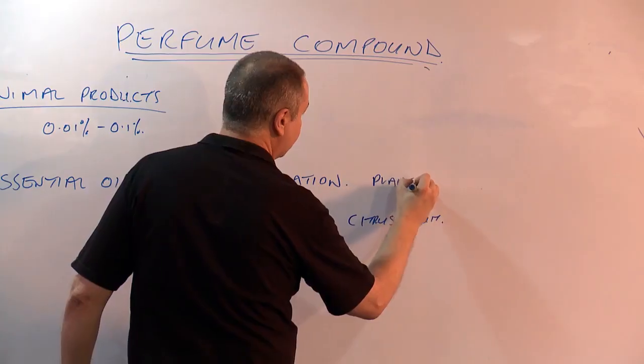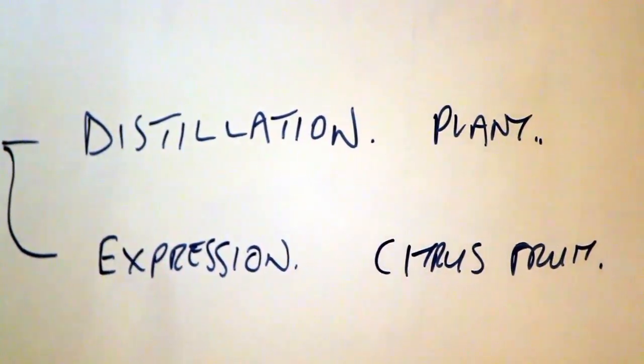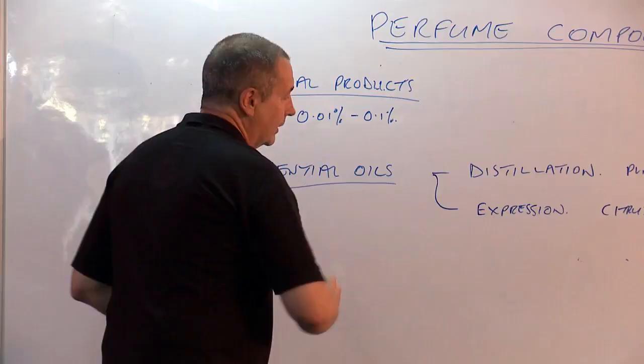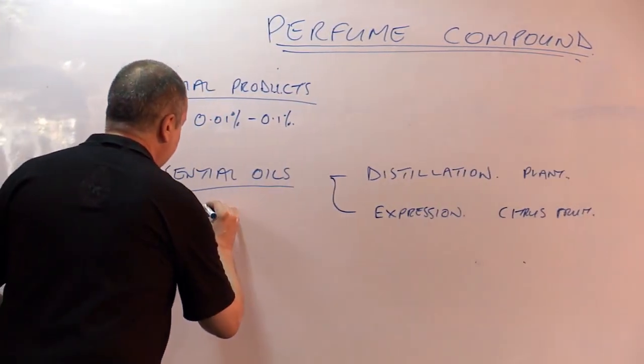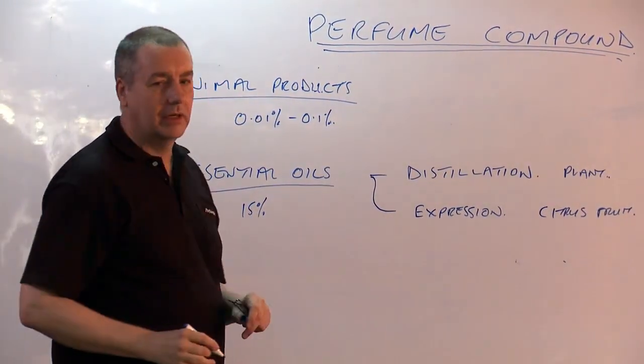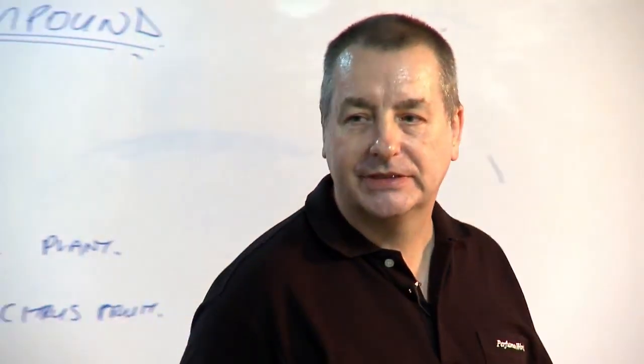Distillation of plant materials. Essential oils will typically make up, in a modern perfume, something around 15% of the formula. You can make a completely natural perfume, 100%. I'm not saying that it's limited to 15%. You can use less, you can use more, but that would be an average if you look at a perfume company's usage over the year, how much essential oil they use compared to aroma chemicals.